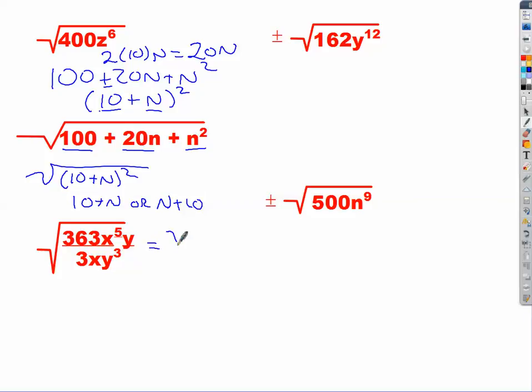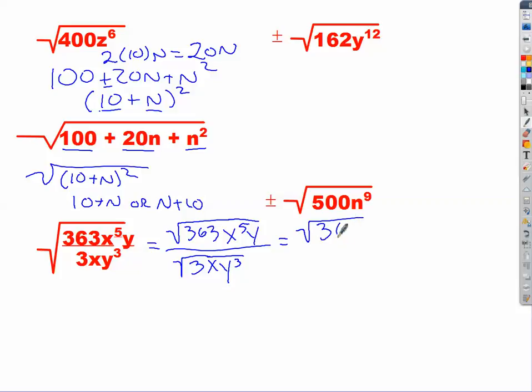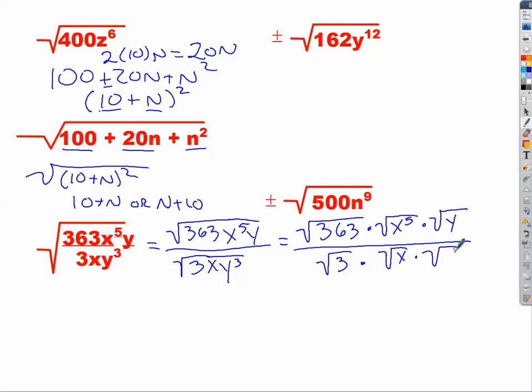I can break this apart to say the square root of 363 x to the 5th y over the square root of 3x y to the 3rd. So that's my first step. I can break it apart into that. Then let's break apart the numerator and let's break apart the denominator. So the numerator can also be written as the square root of 363 times the square root of x to the 5th times the square root of y, all over the square root of 3 times the square root of x times the square root of y to the 3rd.